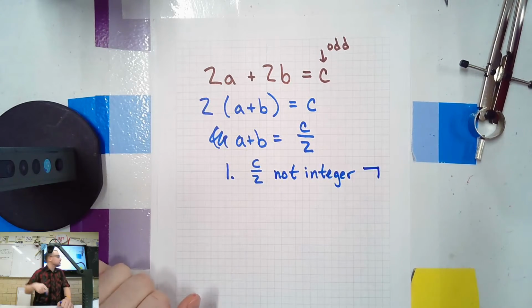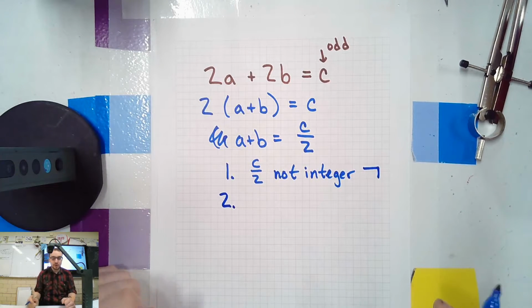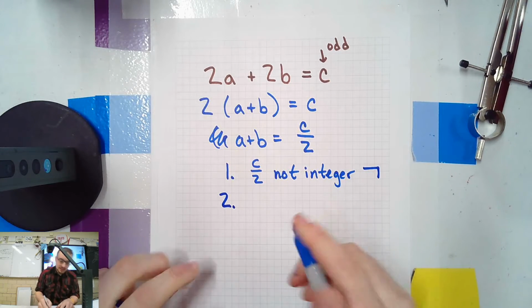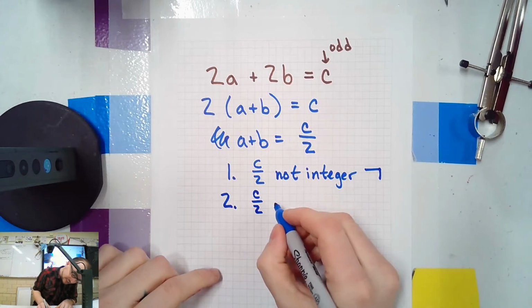Contradiction. That's what that symbol means. Not. Remember that from the beginning of the year? Go back and watch video 1, 2. C over 2 is an integer.